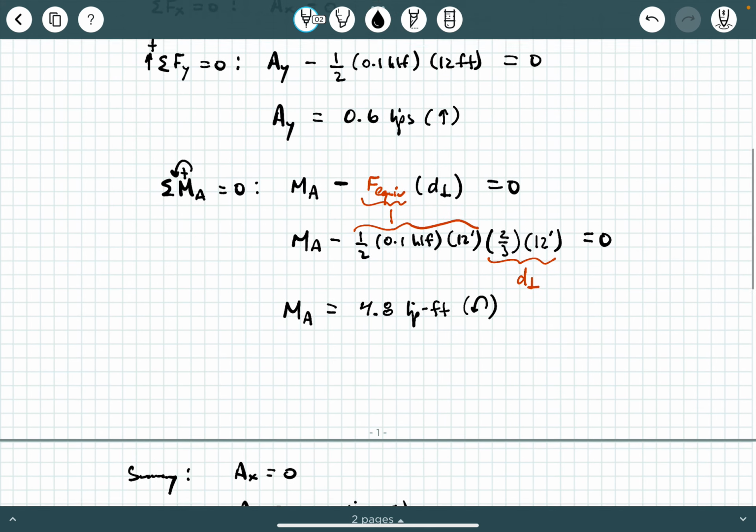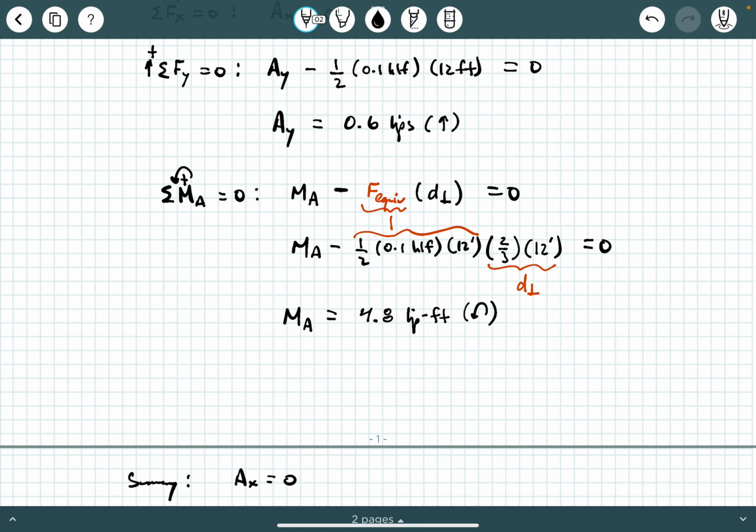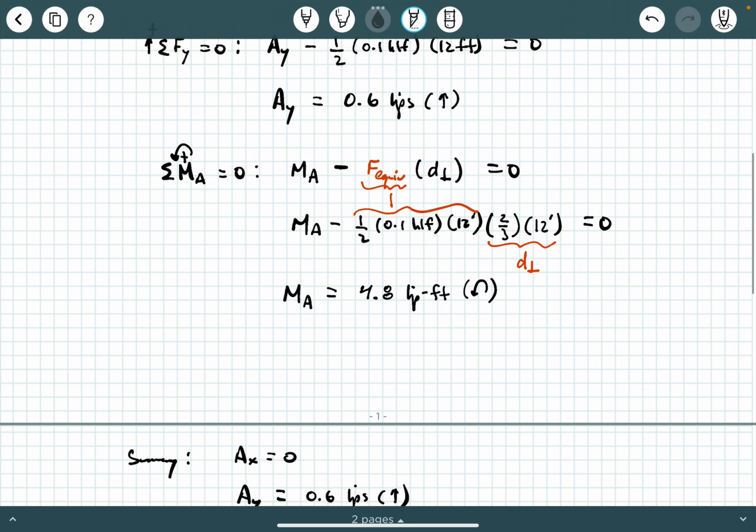Now I encourage you to maybe pause the video, write all this out together in your own handwriting on your own paper, and do some unit management here. You should find that when you have kips per foot times feet and then times feet again, what do you get? You get kips times feet, which are the units of moment here. So even the units check out. So that concludes this example.